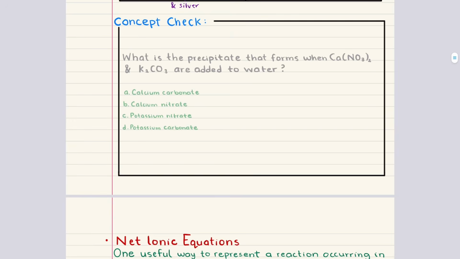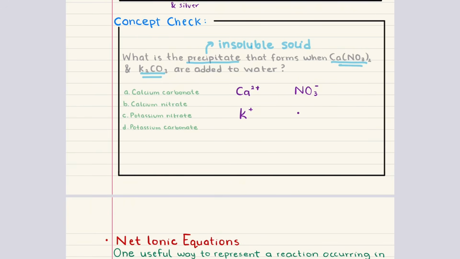This one says, what is the precipitate that forms when calcium nitrate and potassium carbonate are added to water? Precipitate means what is the insoluble compound that forms here. So when we see this, the first thing we want to do is break everything into ions. Calcium nitrate gives calcium 2+ and nitrate -1. Potassium carbonate gives potassium plus and carbonate 2-.